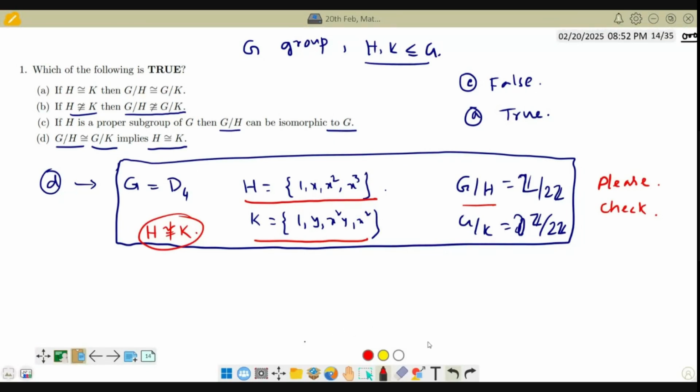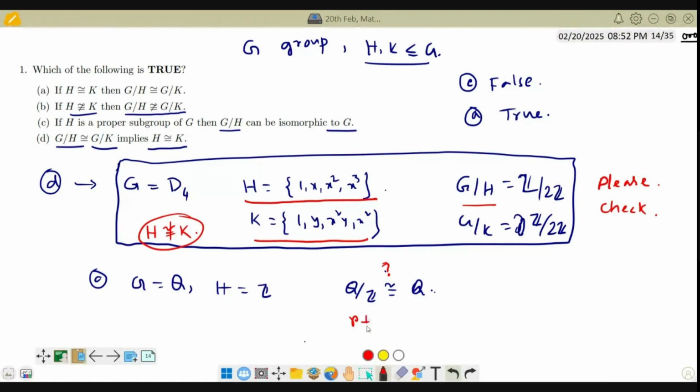Okay. So for C, we can take G to be Q, H to be Z. So here Q by Z, you are saying that this is not isomorphic to Q. No, I'm saying it is isomorphic to Q. No, Q by Z can't be isomorphic to Q. Why? Because Q by Z is isomorphic to Q? It will just send r plus Z to r.